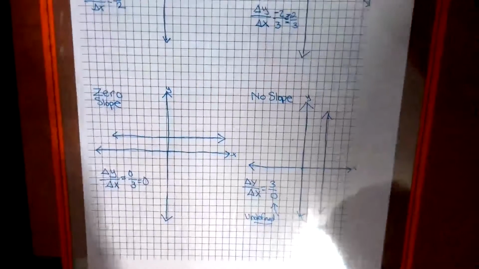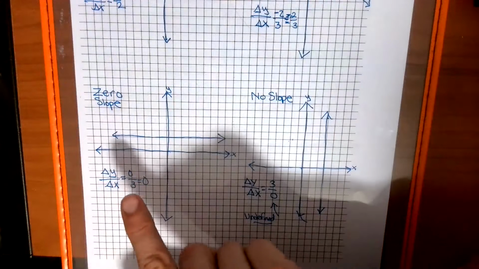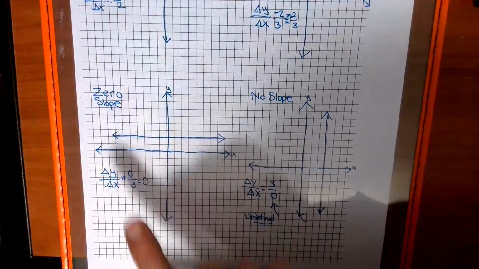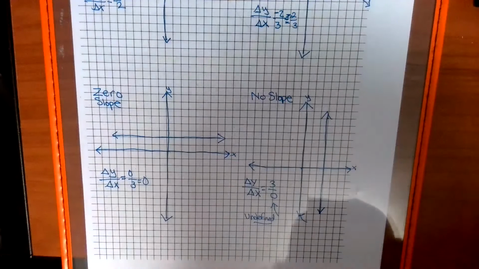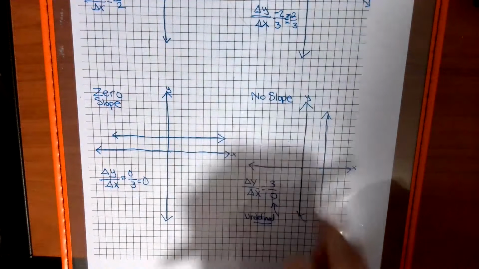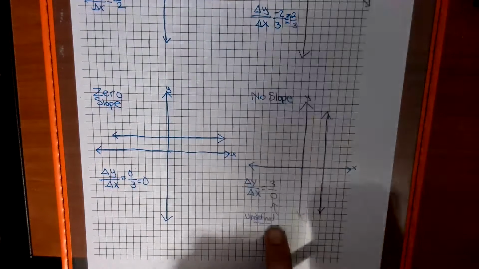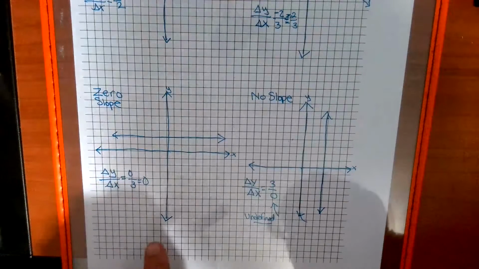And then at the bottom here, a zero slope and a no slope. A zero slope is when the numerator, the y values, are 0, but the x values are something else, so the answer would be 0. And a no slope is when the line is parallel to the y-axis. That's when there's a 0 on the bottom, which means it's undefined. But over here, when it's a zero slope, the zero's on top, not on the bottom.